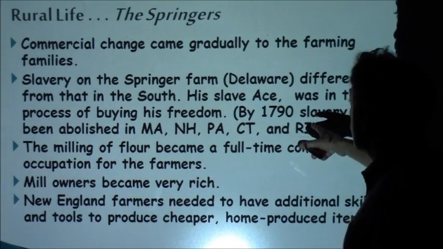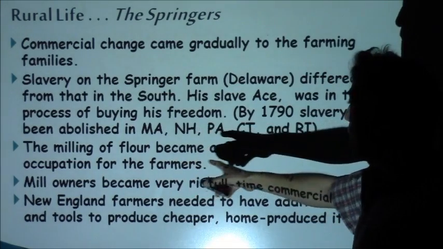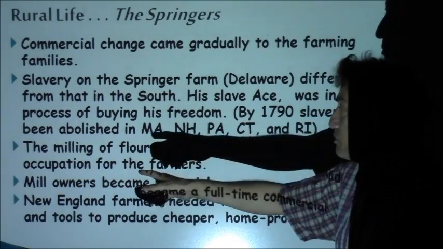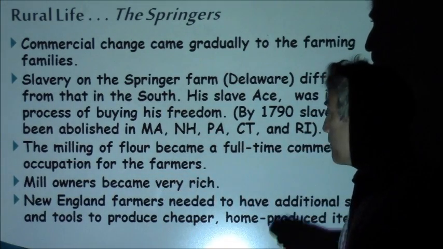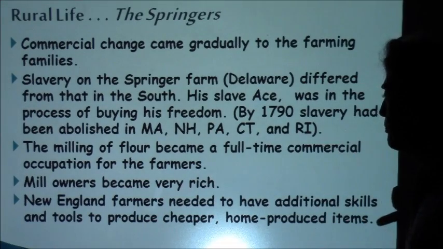Slavery on the Springer farm differed from that in the South. His slave Ace was in the process of buying his freedom. By 1790, slavery had been abolished in Massachusetts, New Hampshire, Pennsylvania, Connecticut, and Rhode Island.